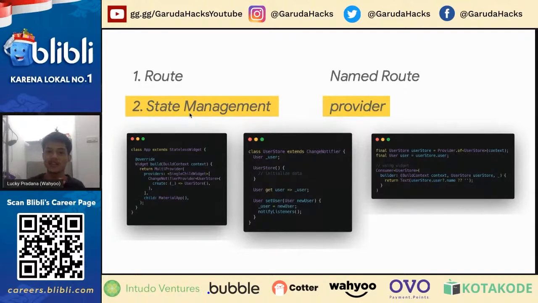As you can see on the screen, Provider has just three steps: the declaration, the model, and the usage. So you can call every variable inside the ChangeNotifier of the Provider using a context.